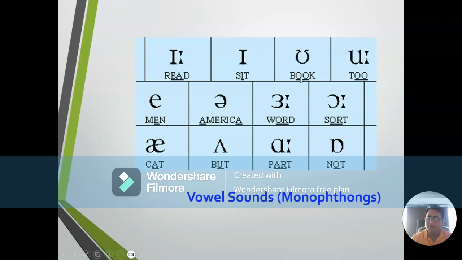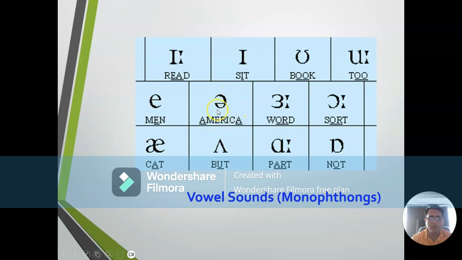Here we must understand that there is a difference between the alphabets and the sounds. The sounds are the actual part we need to focus on, not the alphabets. In spite of having double O, we are actually using it as a short oo sound, which is different from the long oo, as in to. Then we have A, which is used as in men. Then we have a short one which we use in America.